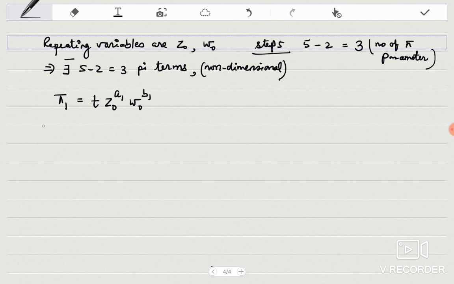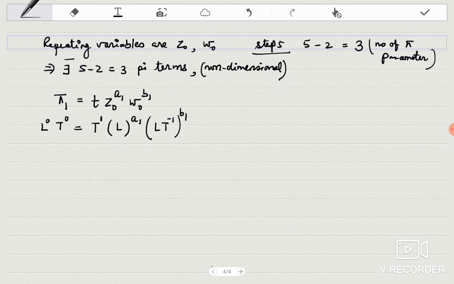So what will be its dimensions in terms of L and T, because L and T are our fundamental dimensions involved? L raised to the power 0, T raised to the power 0, because it is a non-dimensional number. What are the dimensions of t? These are T raised to the power 1. Z naught, dimensions of z naught were L raised to the power a1. Dimensions of w naught are L T raised to the power minus 1, raised to the power b1. So this is the way of writing or introducing the first non-dimensional parameter.